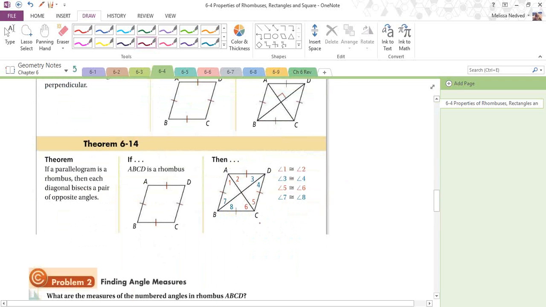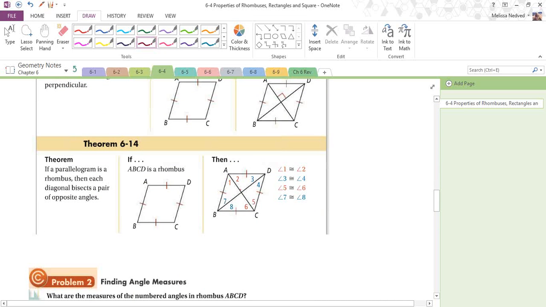So in this case, AC is my diagonal. It also bisects angles A and C. So it cuts angle A into two congruent angles, 1 congruent to 2. It cuts angle C into 2 congruent angles, 5 congruent to 6. Same is true for my other diagonal. Diagonal BD is an angle bisector for angles B and D. 3 congruent to 4, 7 congruent to 8.